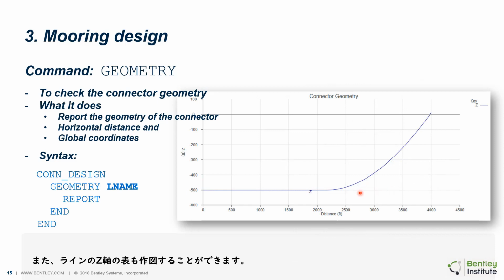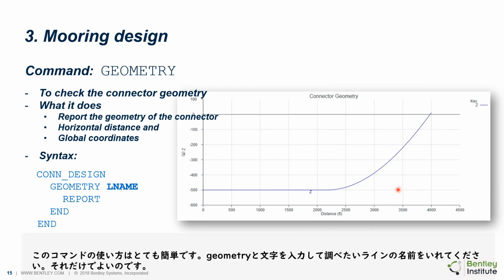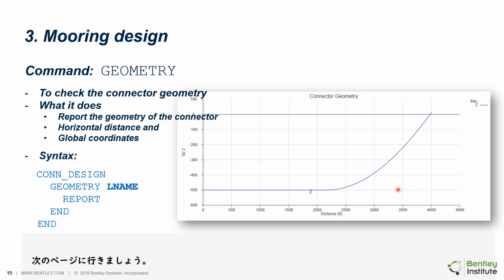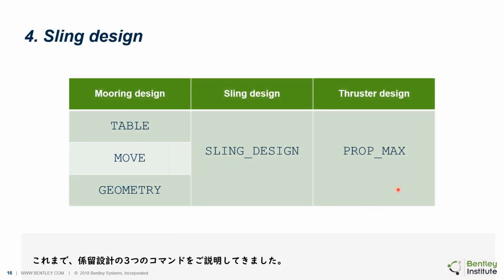As you see, the coordinates of the line are listed against the distance from the anchor point. Also, we can plot the global Z coordinate of the line. This command is very simple to use. Just type in the letters geometry and specify the name of the line to be investigated. This is all. Let me move on to the next page. Until now, we looked at the three commands for the mooring design. Now, let me move on to the command for sling design.